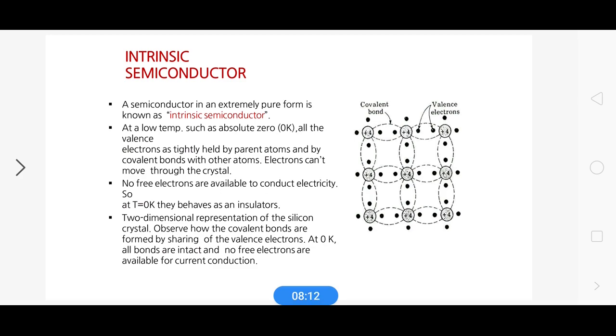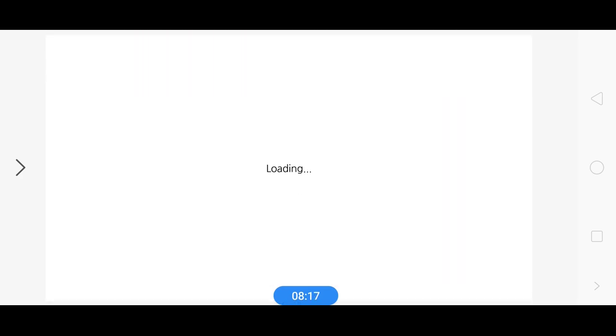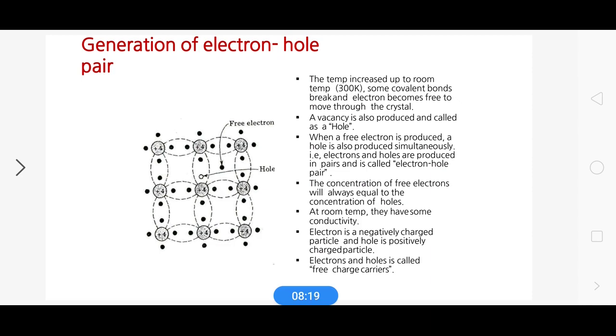Now, how to increase the conductivity for an intrinsic semiconductor? It will happen by the generation of electron hole pairs. What is the electron hole pair? We know that at 0 Kelvin there is no free electron present, so it is an insulator. Now suppose the temperature increases to room temperature. What will be the changes in the intrinsic semiconductor?